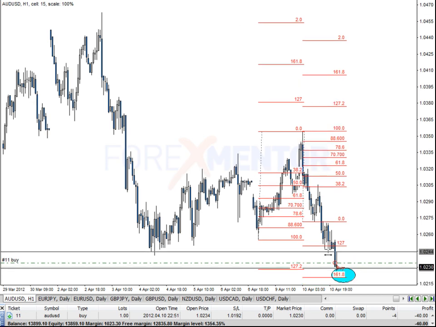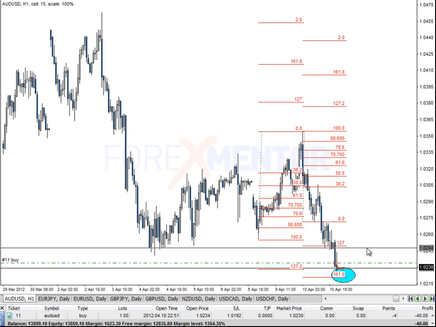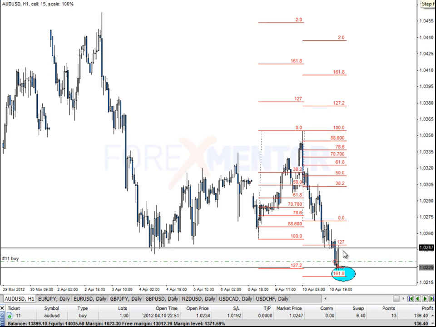Now what we want to see, you see this area here, you see this block, we want to see price clear and hold above this area for this trade to start working out. See a spike up.